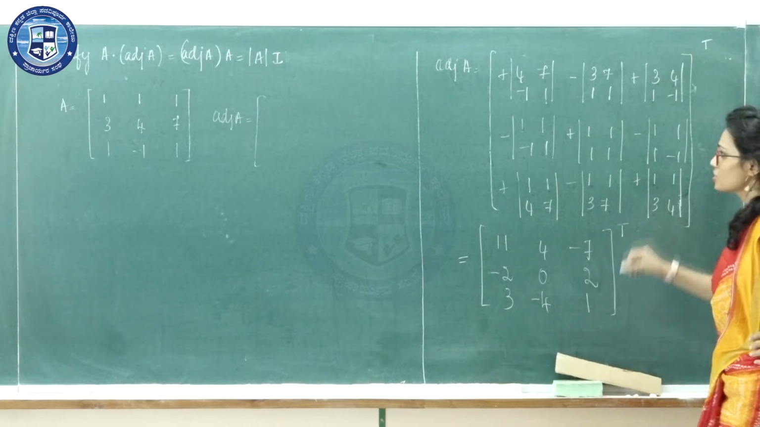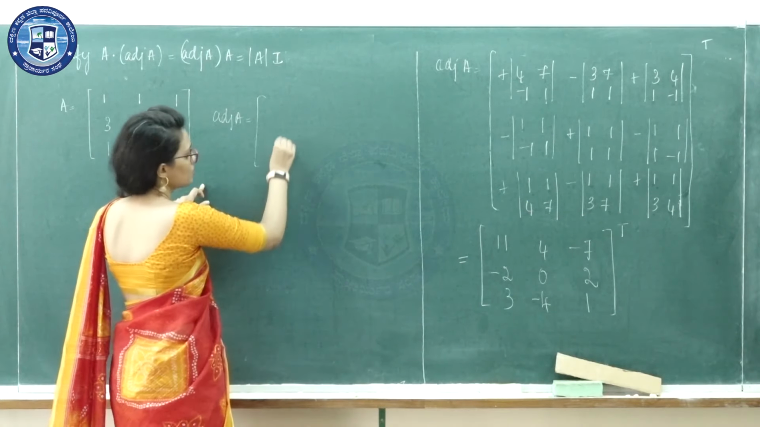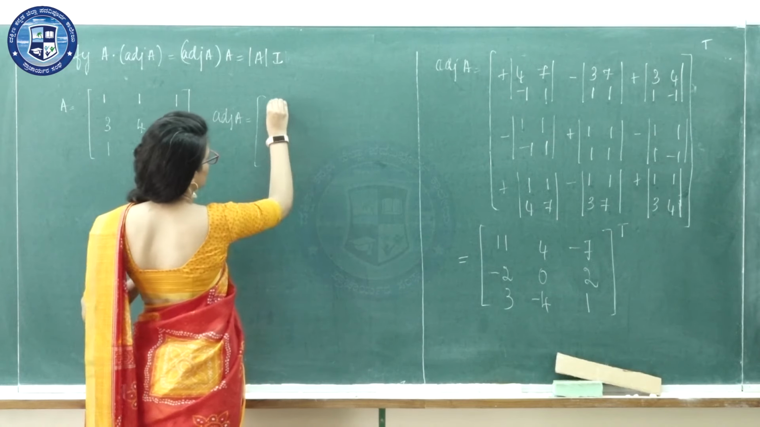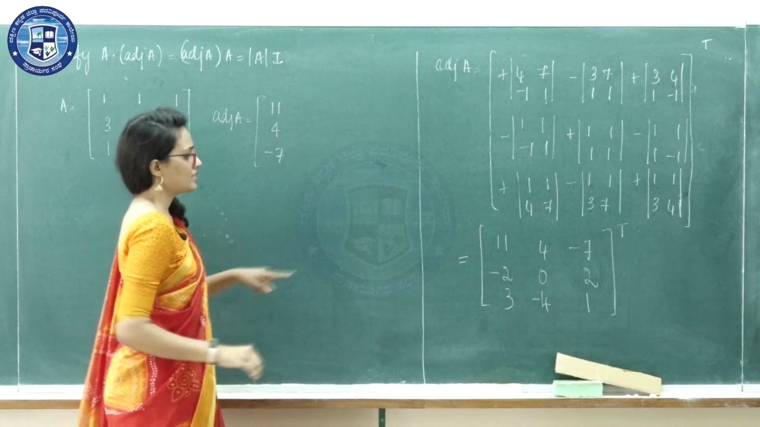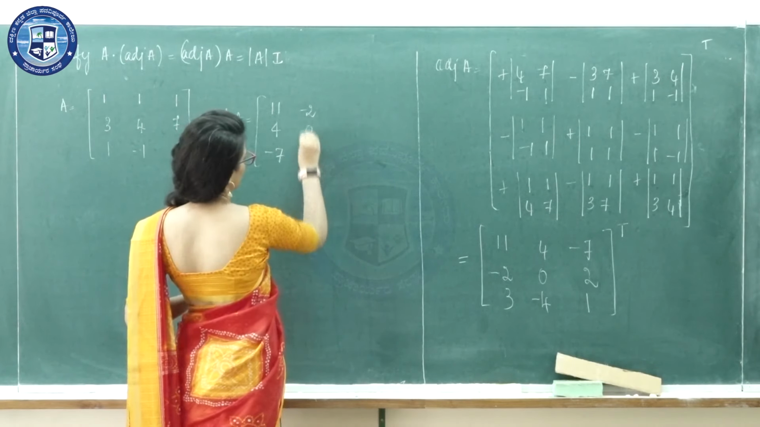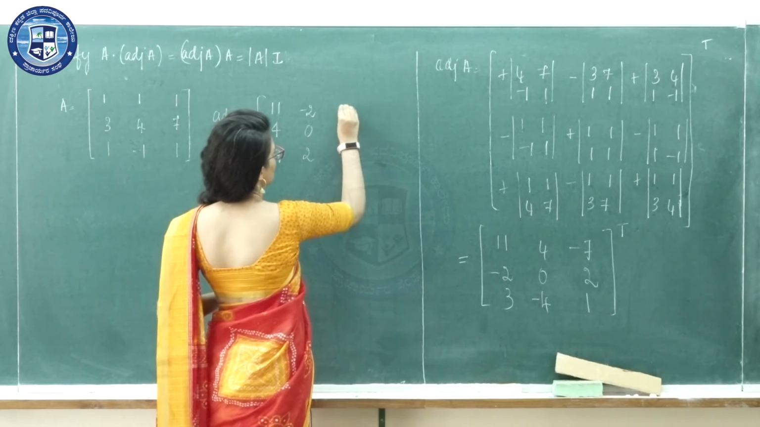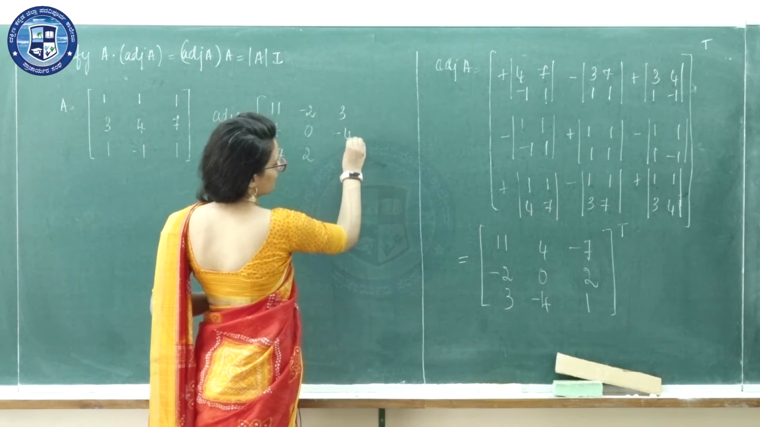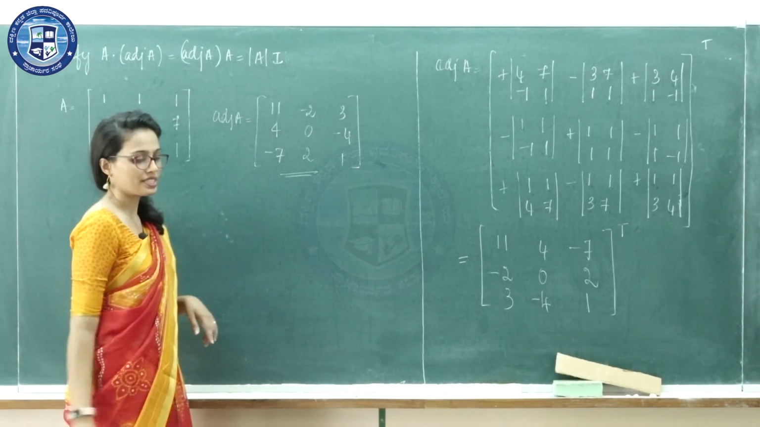So we are taking the transpose of this. So adjoint A will be equal to, let us make first row into first column. So 11, 4, minus 7. Second row into second column, minus 2, 0 and 2. Third row into third column, 3, minus 4 and 1. So this is the value of adjoint A.